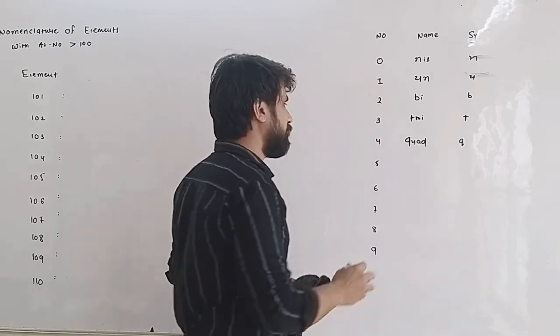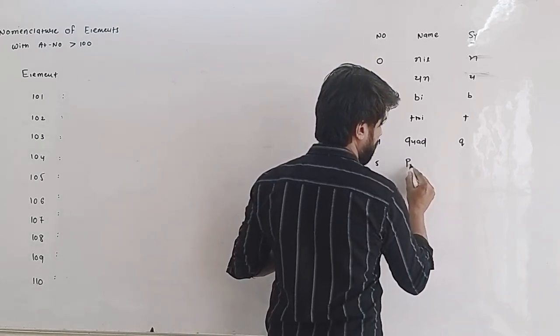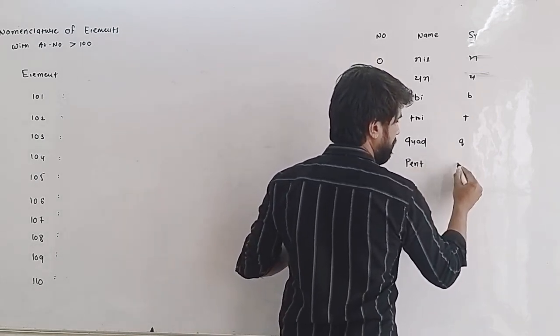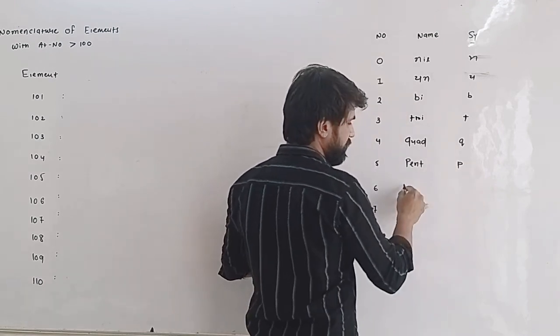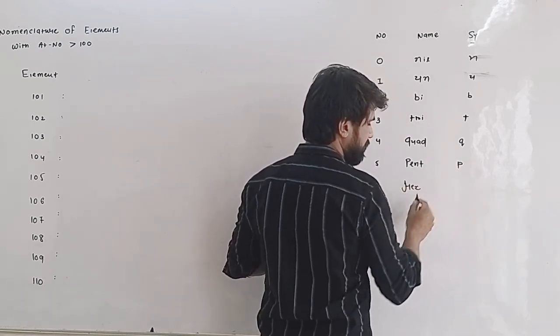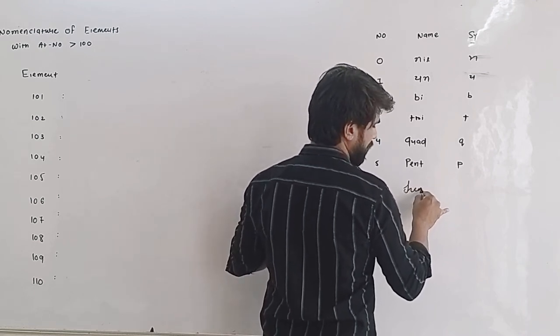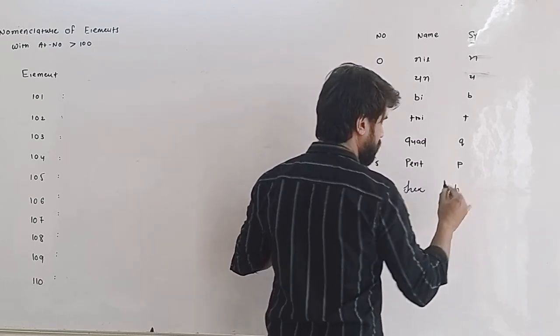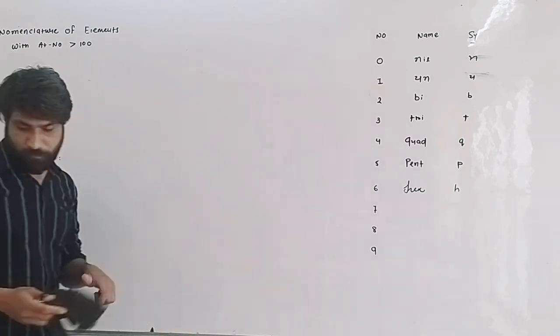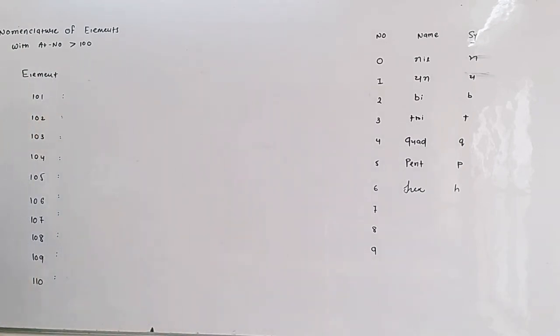Is it clear? Then 5 is known as pent. Pent means P. Then 6 is named hex. You can write H-E-X. The symbol is H. Are you getting me? So the first is named nil, the second one is named un, the third one is named tri, the fourth one is named quad, then pent.